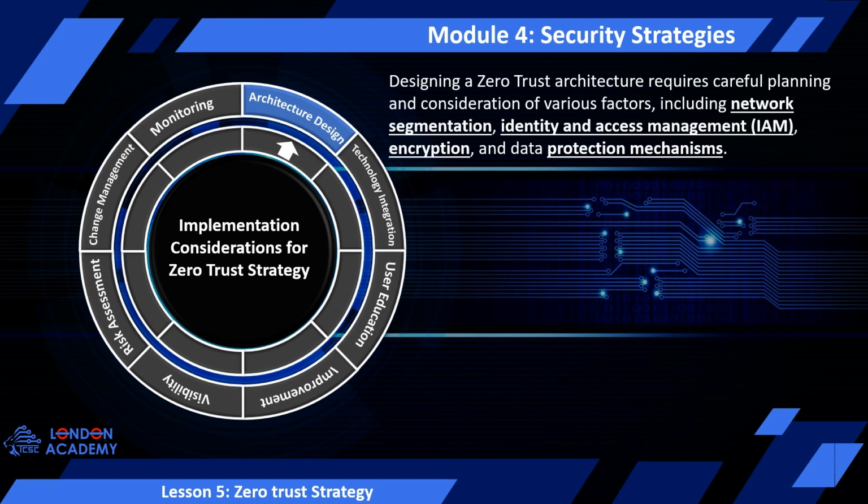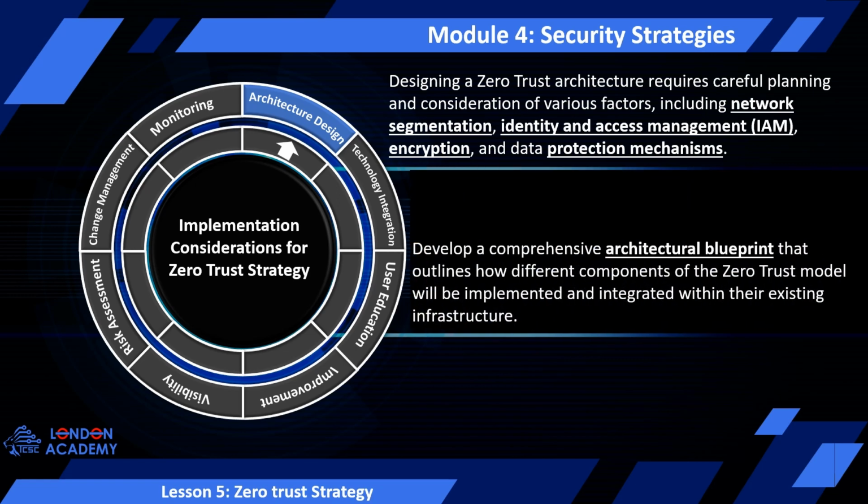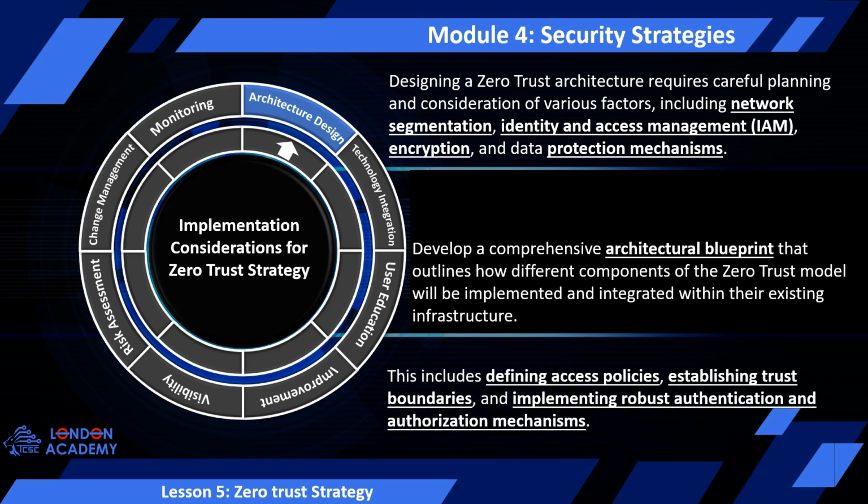5. Zero trust architecture design. Designing a zero trust architecture requires careful planning and consideration of various factors, including network segmentation, identity and access management, IAM, encryption, and data protection mechanisms. Organizations should develop a comprehensive architectural blueprint that outlines how different components of the zero trust model will be implemented and integrated within their existing infrastructure. This includes defining access policies, establishing trust boundaries, and implementing robust authentication and authorization mechanisms.